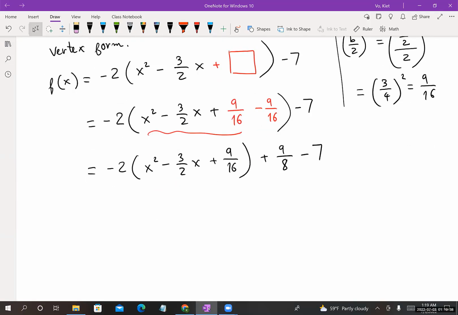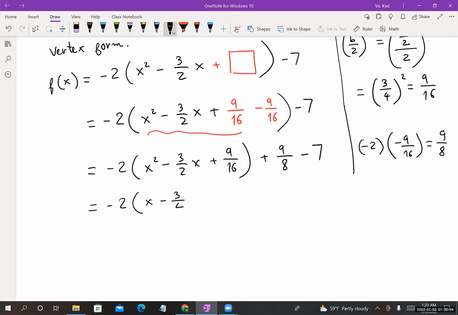Okay. So hopefully you can follow that. I got the 9/8 because I take -2 times -9/16. Okay, and that's giving me the 9/8. Now the perfect square trinomial will turn into this. This is going to be x minus 3/4 squared. Okay, and then 9/8 subtract 7.